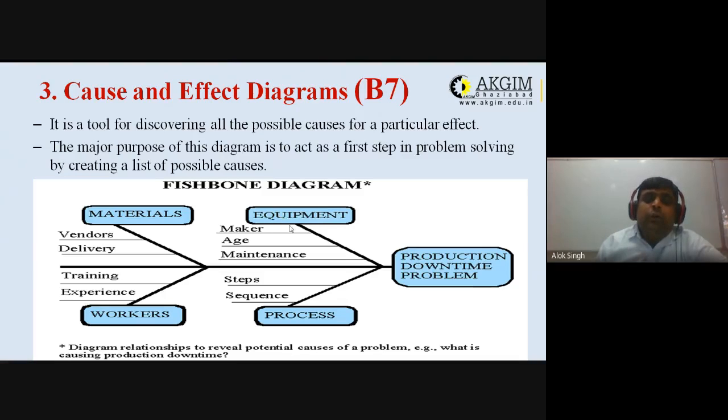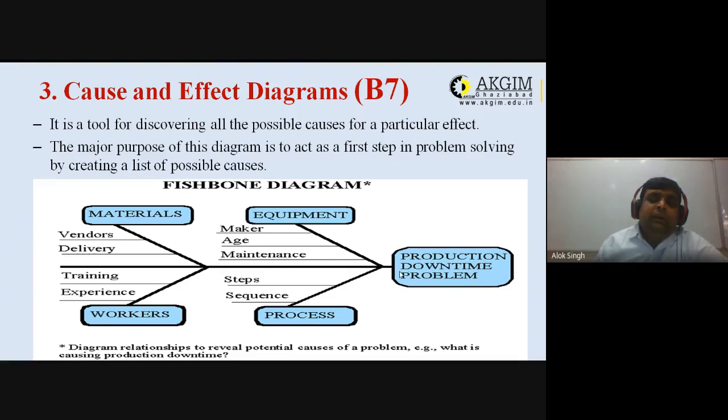It may be because of equipment, material, worker, or process. If the problem is associated with equipment, maybe it was due to the maker or the age of the equipment, which is why it is not performing well, or there may be a maintenance related problem. So these are the various causes, and this is the effect. The effect, the impact, is the downtime basically. These are the various causes related to this production downtime problem.